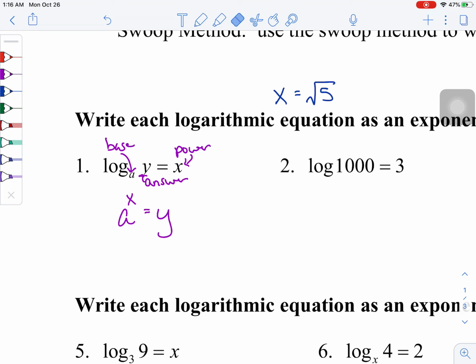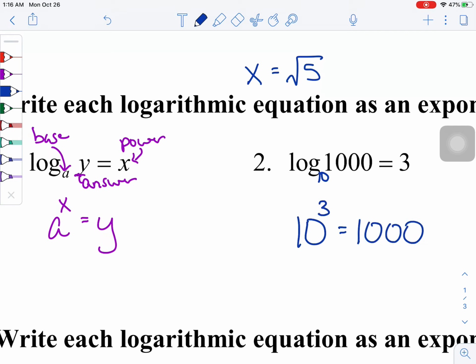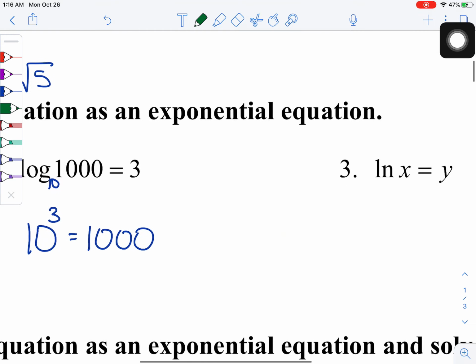So all of these things that we assume, there is something that we get to assume with logarithms as well. When you have a log with no base, it is assumed that the base is 10. All right, that is the assumption. So what this turns into is 10 to the third is equal to 1,000, which, by the way, is a true statement. All right, if you take 10 to the third power, you get 1,000.